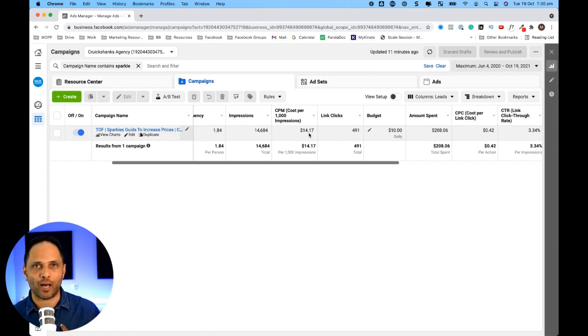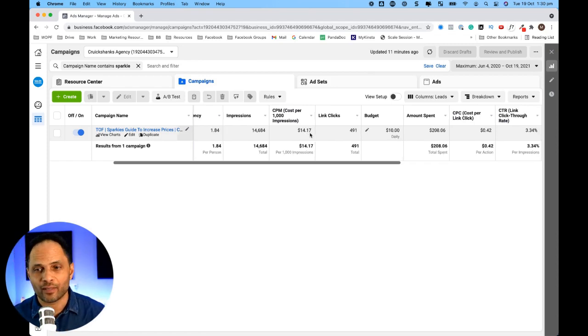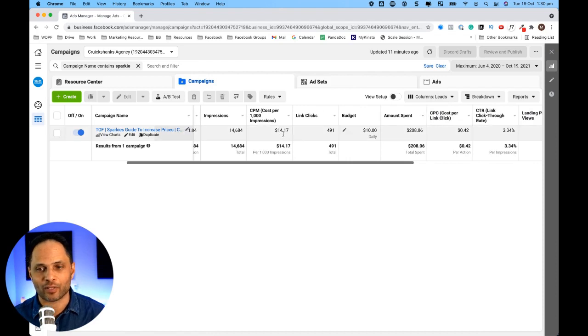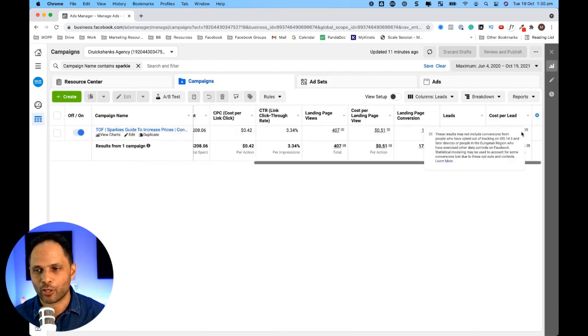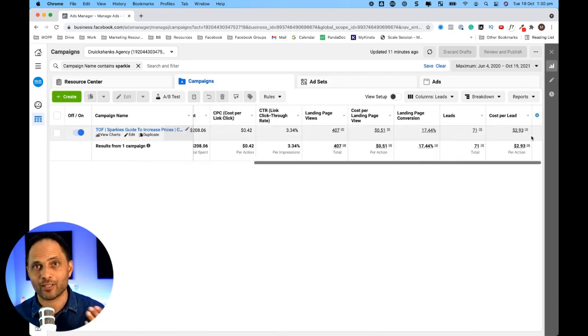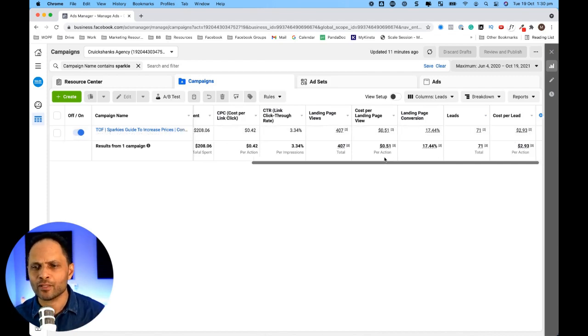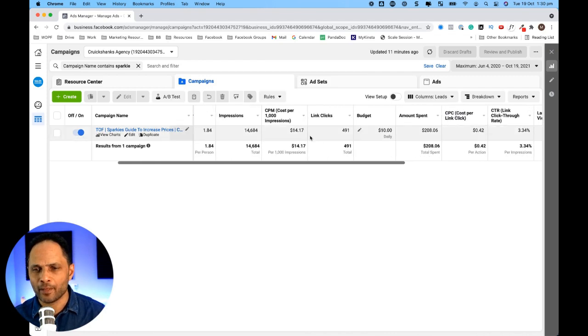Now, typically with my campaigns, I will pay anywhere from $50 to $120. Let's just say I'm paying $50. That's 3 times more than what they're paying here. If that's 3 times more, that means the cost per lead is 3 times more. That's $9 a lead. Can you see how these numbers affect the cost per lead? So if my CPM is 3 times more, my cost per lead is 3 times more.